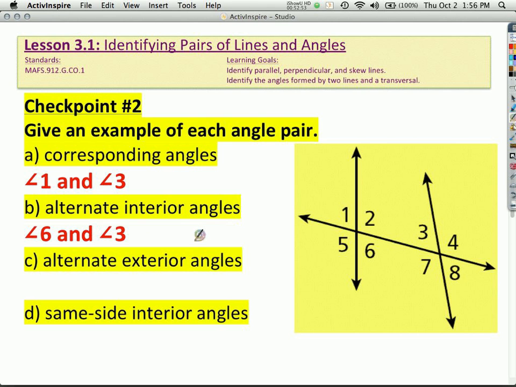I had angles 3 and 6. What's the other pair? Sebastian? Angles 2 and 7. Alternate exterior. I had angles 4 and 5. What's the other pair? Stephen? Angle 1 and 8. Same side interior. I had angles 6 and 7. What's the other pair? Kadir? Angles 2 and 3. Does anyone have any comments, questions on how to identify these different relationships? Any concerns?